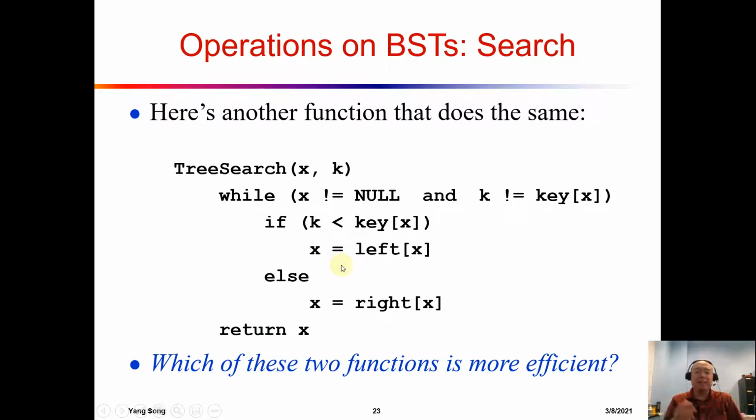Here is another version of the search. We are still using x as the current subtree we are searching on, and key is the key we are looking for. As long as x is not null and k is not the key on the current node, we do a search. If k is smaller than the current key, we move x to the left subtree of the current node, and otherwise we move x to the right subtree. In either way, there's no recursion here. So there are two different versions.